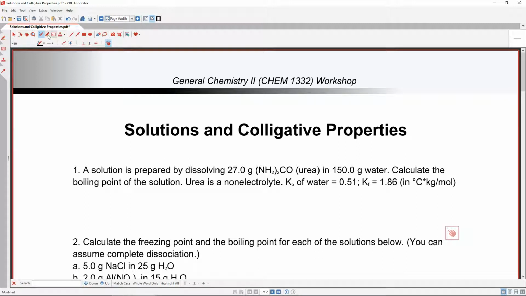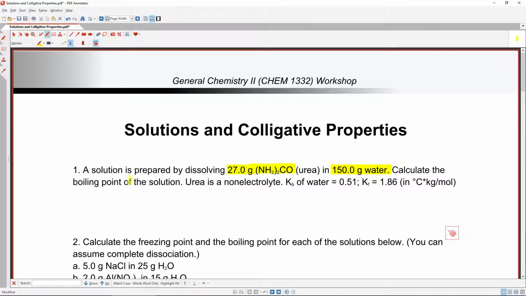Okay, so let's get through number 1. I'm going to get out my fancy dancy highlighter. So it says a solution is prepared by dissolving 27.0 grams of urea. Cool. And 150 grams of water. Awesome. Highlighting things is great.